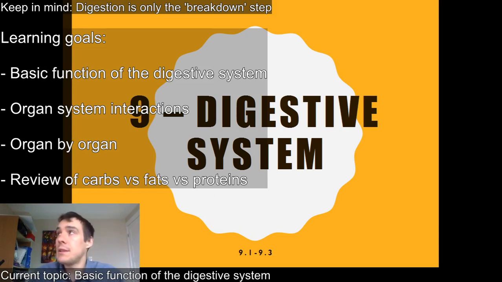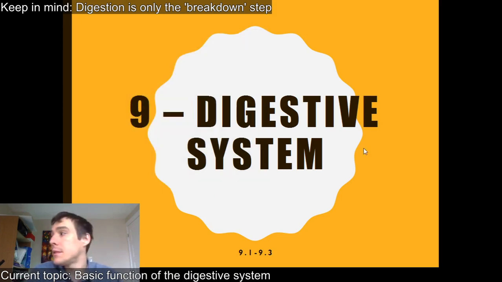So jumping right into it, we're going to talk about the digestive system, the function of it, just basic function. We'll talk about how it interacts with other organ systems. That's going to take very little time. And then we're going to go organ by organ through the system, talk about what every organ in the system does. And finally, we're going to review carbs versus fats versus proteins and where they are processed in the system. So without further ado, let's get started here.